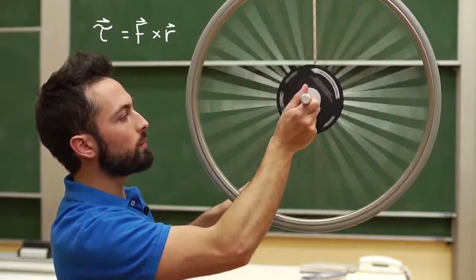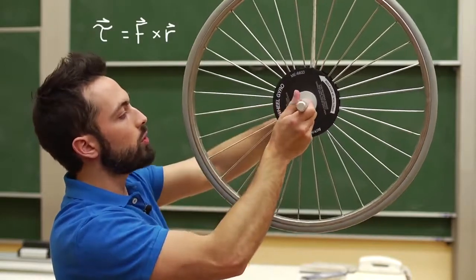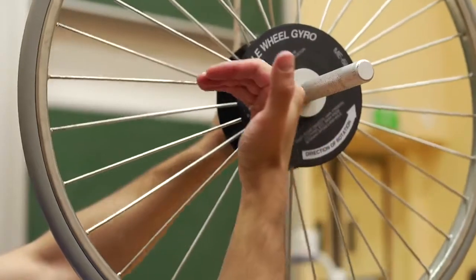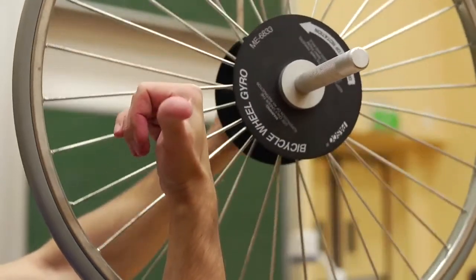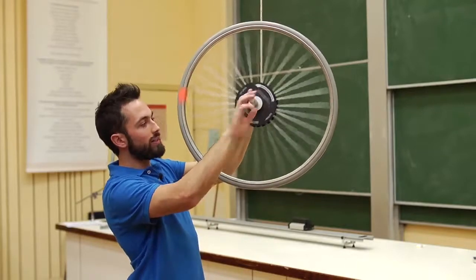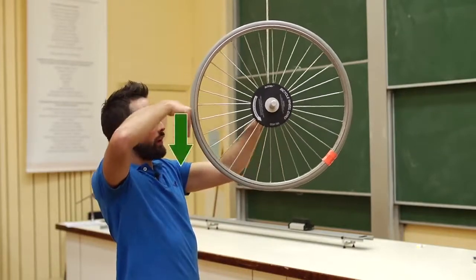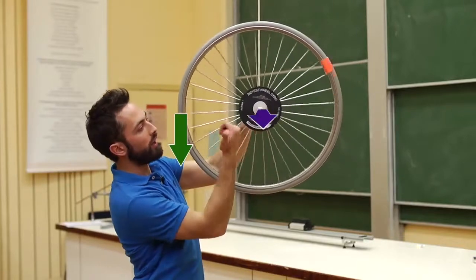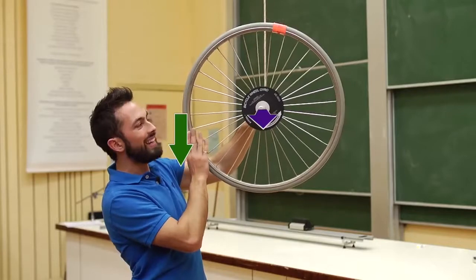To find the direction of the torque, we use a right-hand rule. As shown in the demonstration, you point your fingers of your right hand in the direction of the radius, and you curl your fingers towards the direction of the force. Your thumb will show you the direction of the torque and the angular momentum. This basically says that the torque is perpendicular to the force applied to the rotating body.